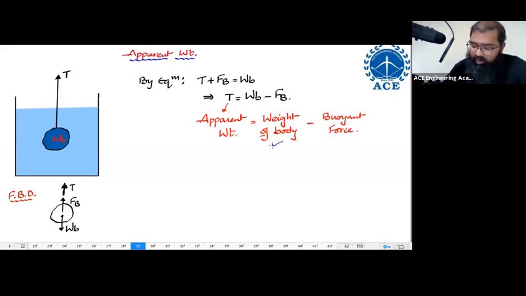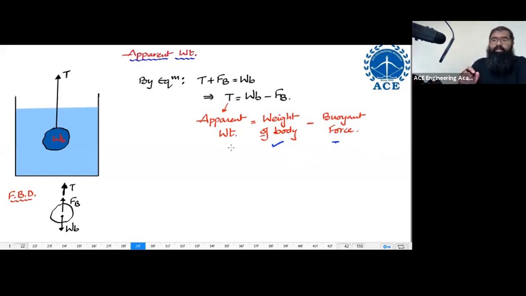The weight of the body shall remain constant. But what about the buoyant force? Will it remain constant or differ? It differs. Buoyant force is going to differ. So if it is differing, apparent weight will differ. That means a single body can have multiple apparent weights.